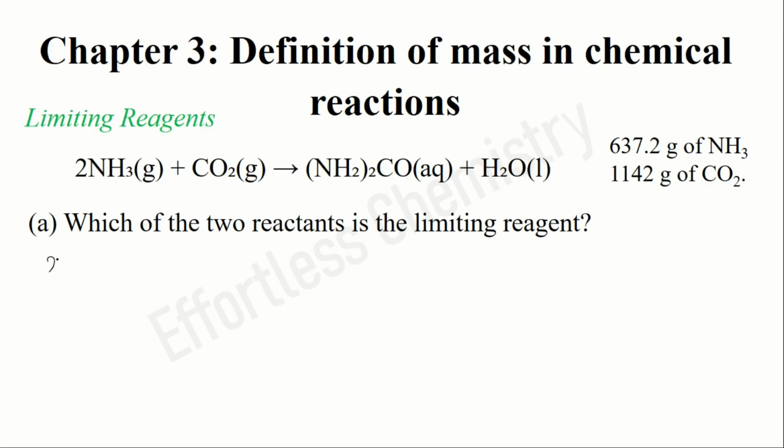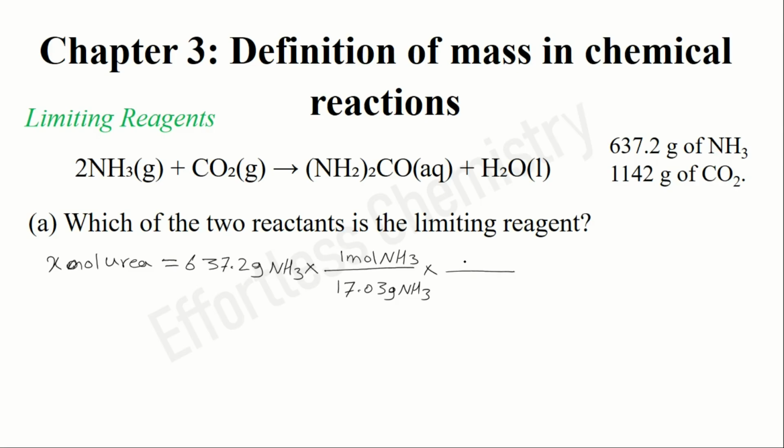We need to find X mole urea, while we have 637.2 grams of ammonia. Using the balanced equation, first we need to convert the gram to moles. 1 mole ammonia has a molar mass of 17.03 grams of ammonia.